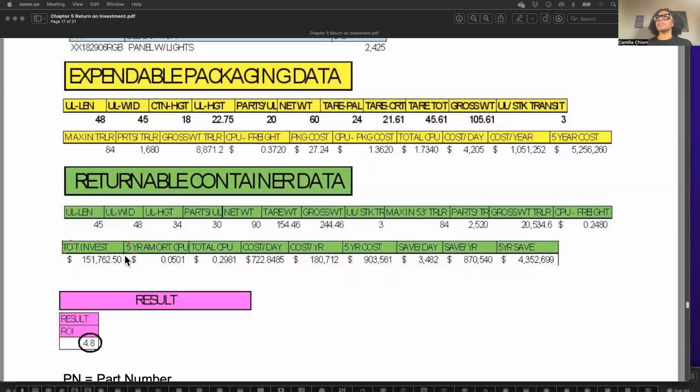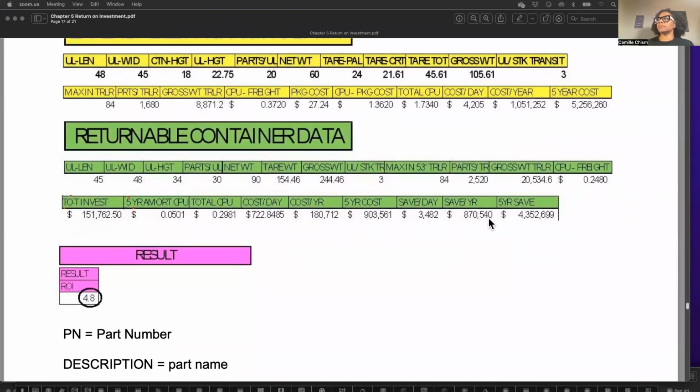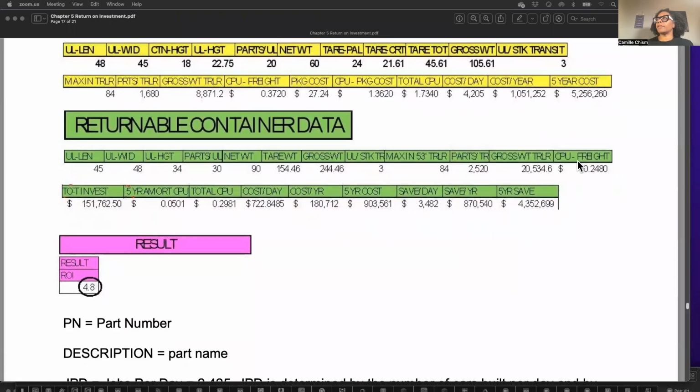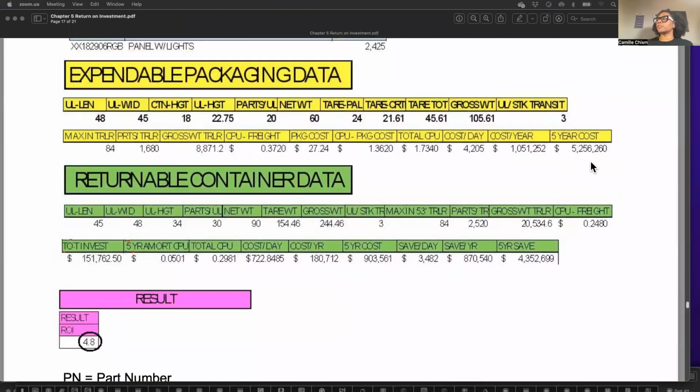And then you have similar information for the returnable container as far as the weights, the heights, the dimensions, number in the trailer for the returnable containers, total parts per trailer, and freight information as well. You can see here, this is the expendable cost over 5 years: $5.2 million, 5,256,260 to be exact.